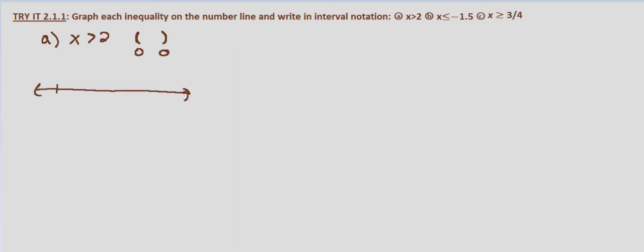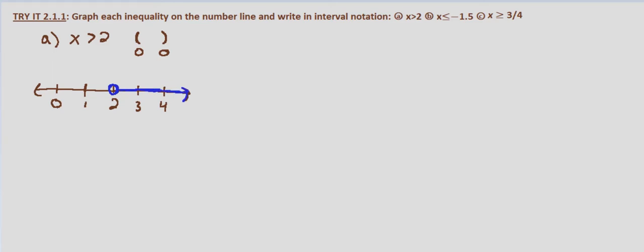I'll start here with 0. Try to get the tick marks the same distance apart. That doesn't have to be exact. If you have graphing paper, that would be great. 1, 2, 3, and 4. Now it's greater than 2, so we're going to have a mark at 2. It can be a parenthesis, or it can be an open circle. I'm going to use an open circle. And it's greater than, so it goes to the right.